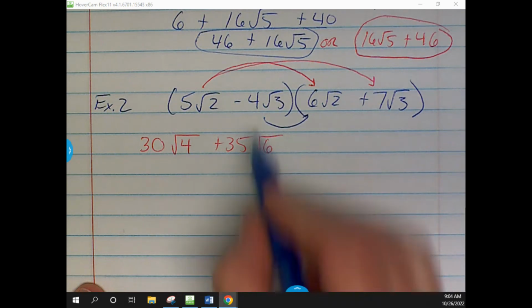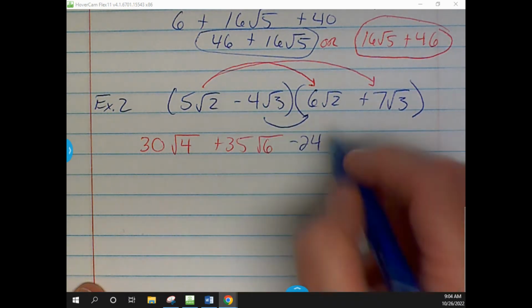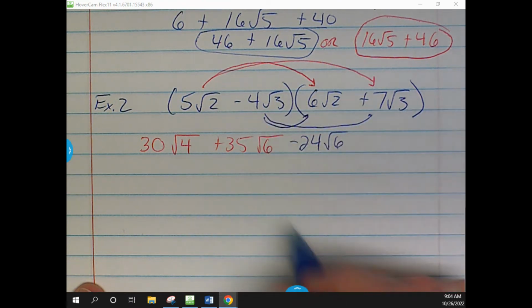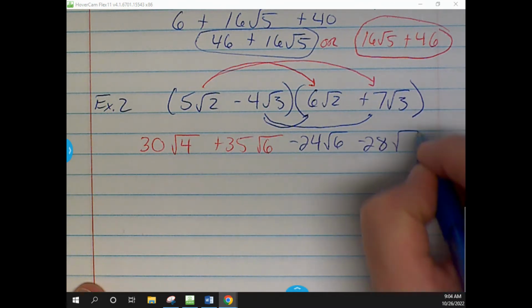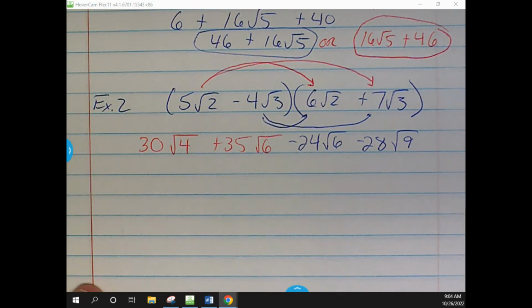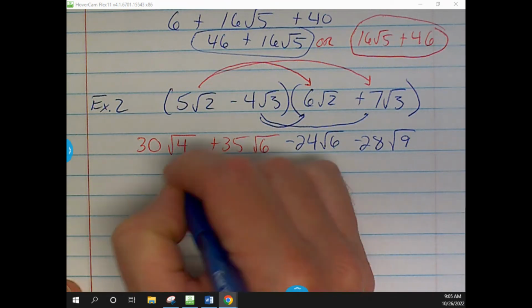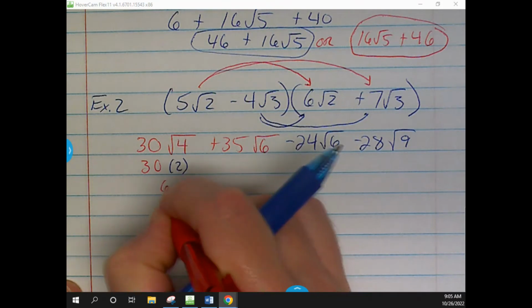All right, for the next step, we've got negative 4 times 6, let's say negative 24. 3 times 2 is square root of 6. And then negative 4 times 7 is negative 28. 3 times 3 is 9. Now, a lot of simplifying we can do here, because what is the square root of 4? 2. All right, so we know that's 2. So that's 30 times 2. So that would be 60.